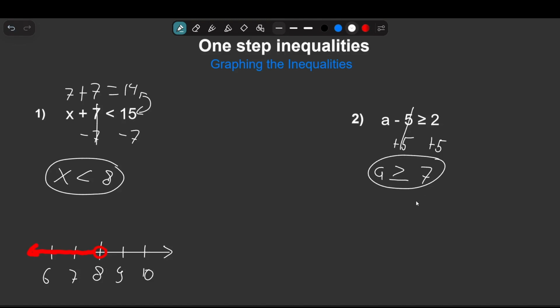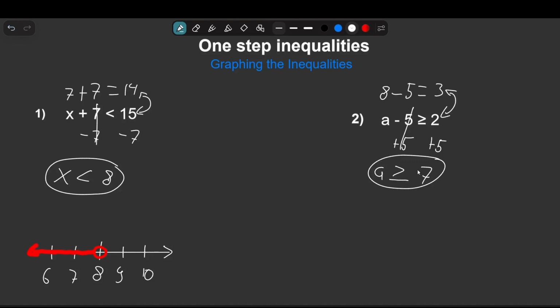Now we can check if our answer is correct by plugging something which is 7 or above 7 into our inequality. So let's use 8. So we're going to do 8 minus 5 equals 3. Well, this shows us that our answer is correct because 3 is greater than or equal to 2. So this shows us that our answer is correct.